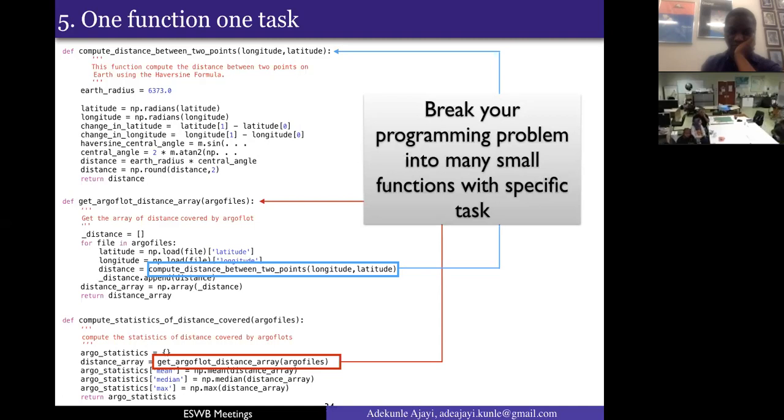So in the act of programming as well, you want to be able to break your programming problem into many small functions with specific tasks. Most of the software that you have installed on your system that are doing different things are not just one giant script. It's just so many functions combined together. And that way, your code is going to be clean, neat, debugging is going to be easy, and anybody that wants to understand what you've done will find it very easy to understand and comprehend the objective of your script.